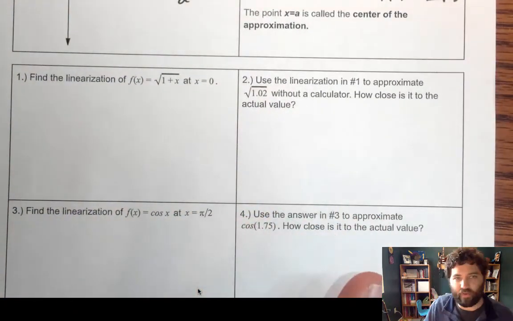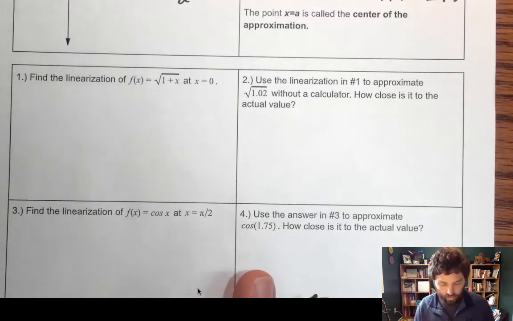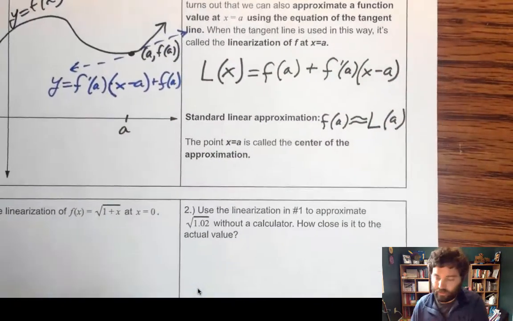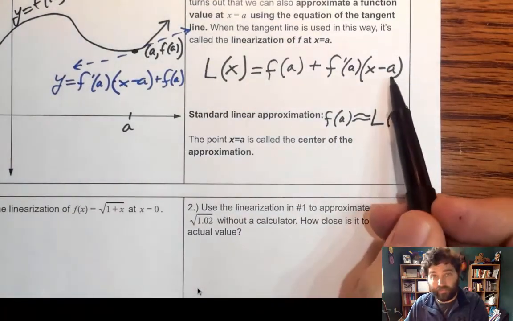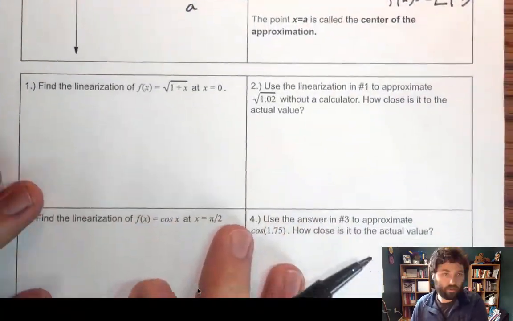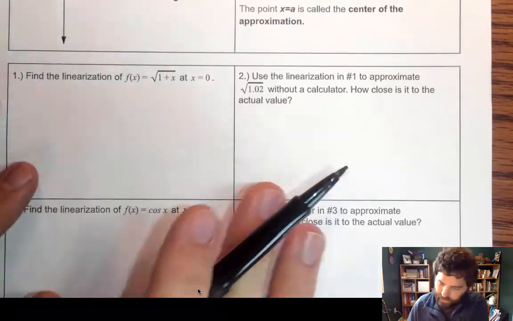Find the linearization of f of x equals the square root of 1 plus x at x equals 0. All right, so for the linearization, we need 3 things. You can see there's 3 parts over here: f of a, f prime of a, and a. If I get all of those 3 things, then I get the line, the linearization. Okay, so let's make a list of all that stuff first.